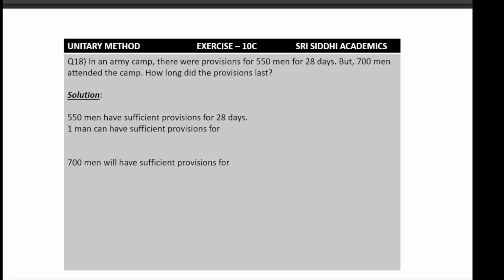Let's start with question number 18. Question number 18 says, in an army camp, there were provisions for 550 men for 28 days, but 700 men attended the camp. So more men attended the camp. How long did the provisions last? So the quantity of provisions is the same.